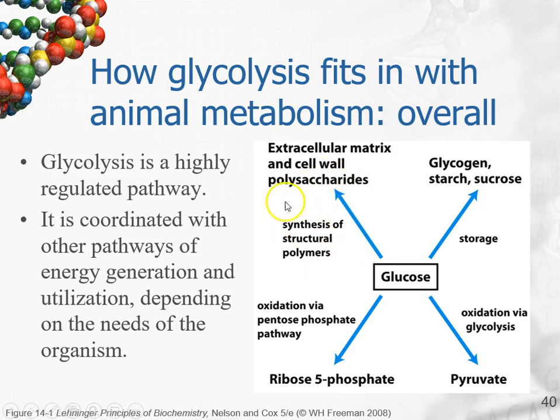In animals, we would need extracellular matrix proteins. If you were a plant, you need cell walls. So it just depends on what you need as an organism, how you're going to use that glucose.